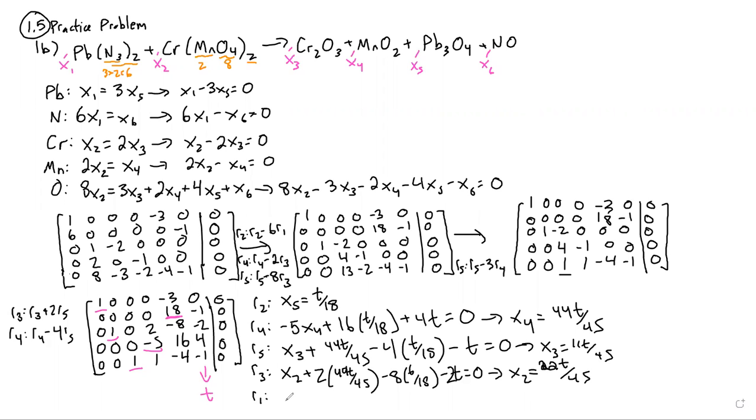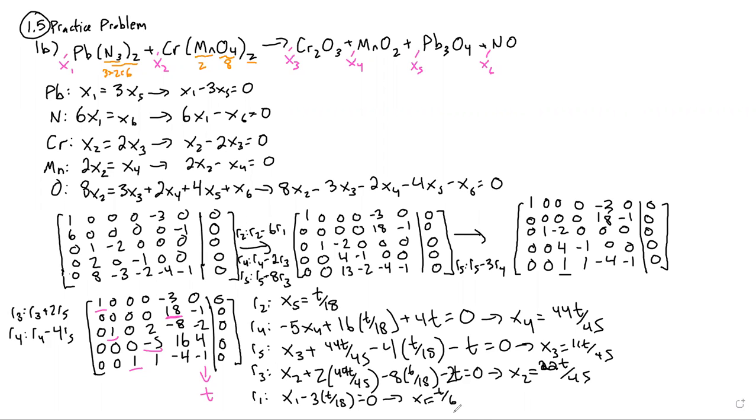And then finally, the last one's not so bad. R1 is going to actually give us x1 minus 3, and that's times x5, which is t over 18, equals 0. And so that one's a little easier to solve. It'll be x1 is t over 6.